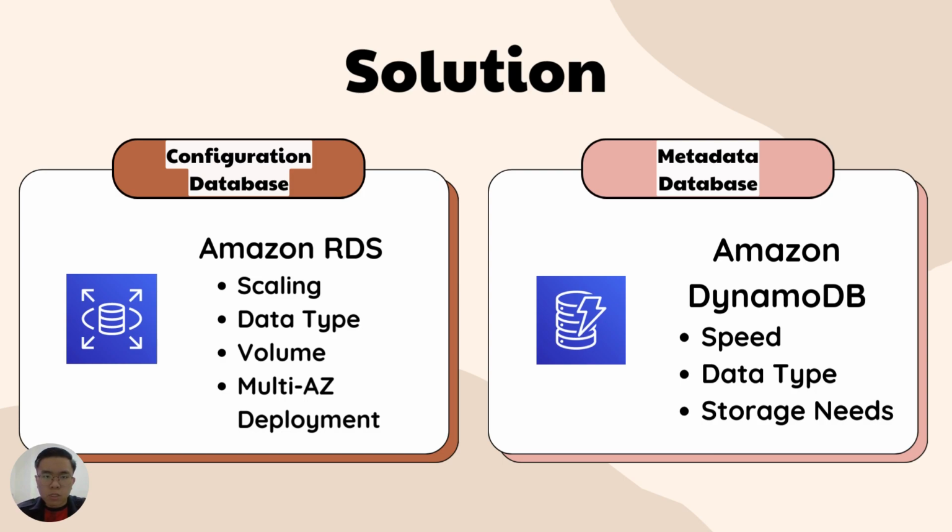And for the second part, they need to store the metadata in a database. So I decided to apply Amazon DynamoDB, which is a fully managed NoSQL database. It also has low latency, which means high speed for this database. It automatically scales to handle varying workloads, eliminating the need for manual capacity planning.